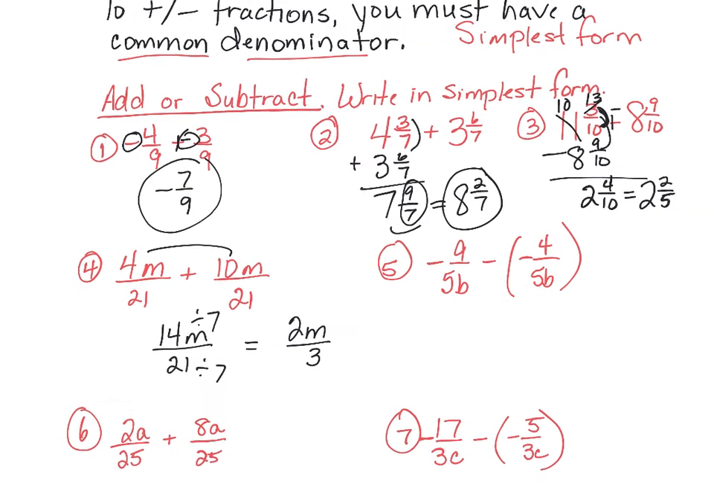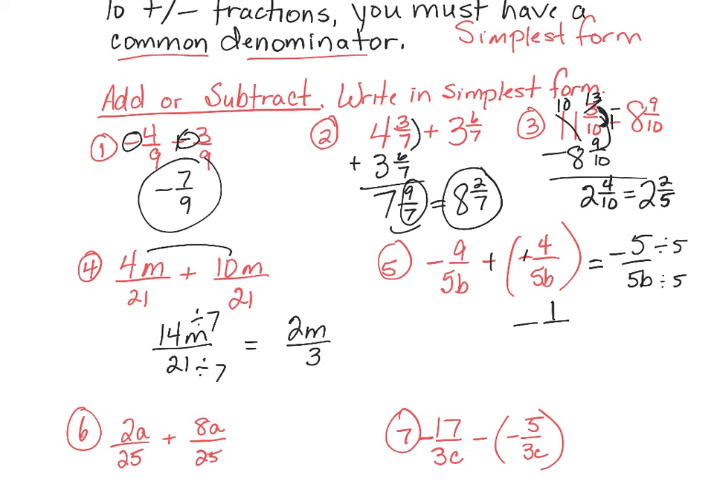Number 5, it's subtracting a negative. I'm going to keep, change, opposite. The 5b is in the denominator, so they're like terms. I'm going to make it negative 5 over 5b. That is not simplified. We can take a 5 out of each of them. And we get negative 1 over 1b, or b.